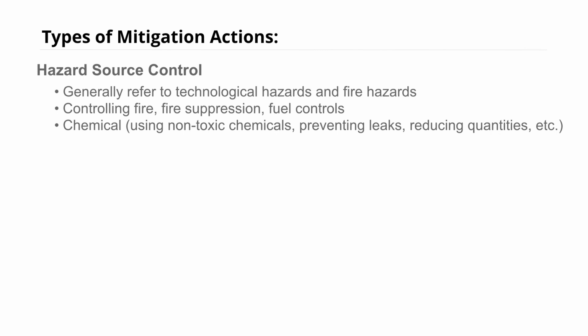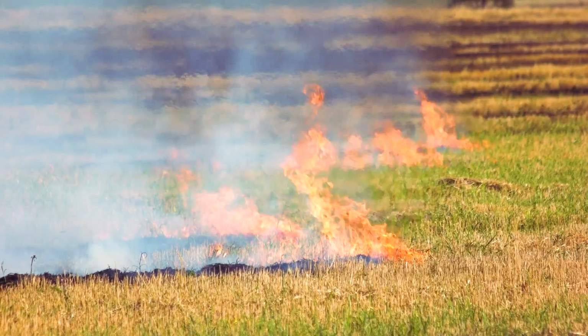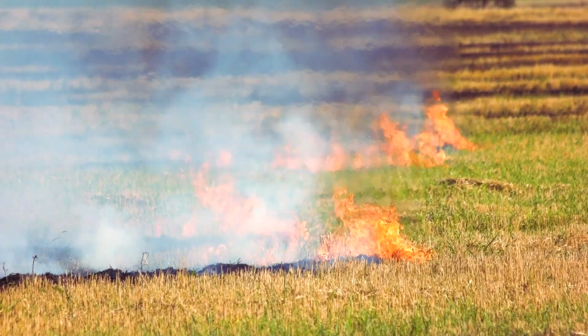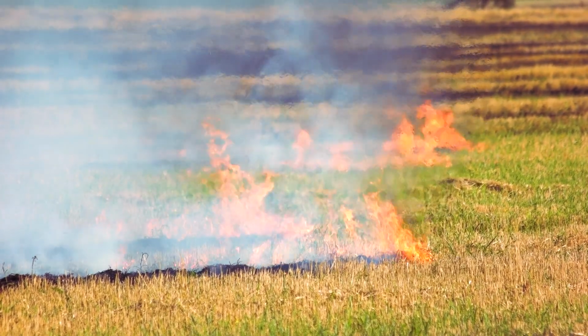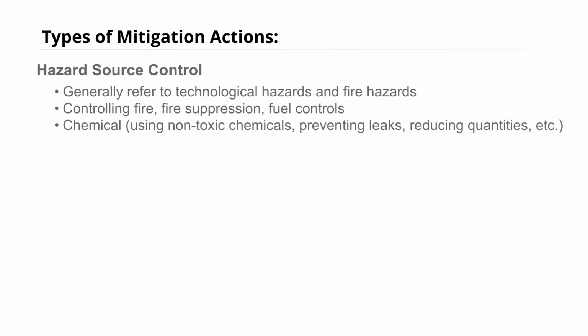First cluster or group would be hazard source control mitigation actions, and essentially we're talking about guarding against or controlling the source of the potential hazard. So if we think about fires, especially wildfires, we're talking about not only fire suppression, but also fuel controls. An awful lot of the mitigation actions are keeping the fuel that the fire needs to expand at low levels, or if indeed not existent, and so we can protect our housing and the like.